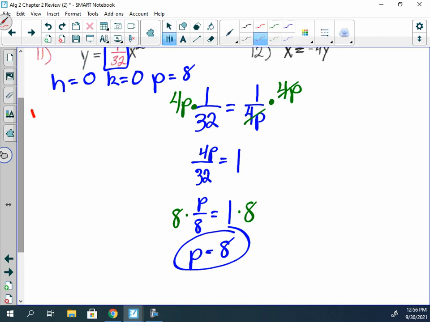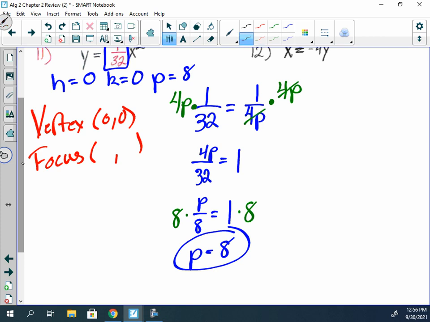Now, I didn't ask for the vertex, but if we were asked, it would be 0, 0. The focus, because it started off as y equals, so we could do h comma k plus p. Now our k plus p would be 0 plus 8, which is 8.